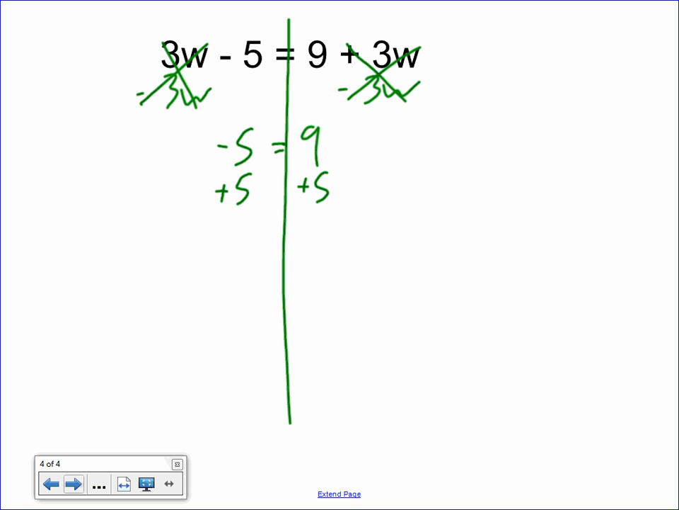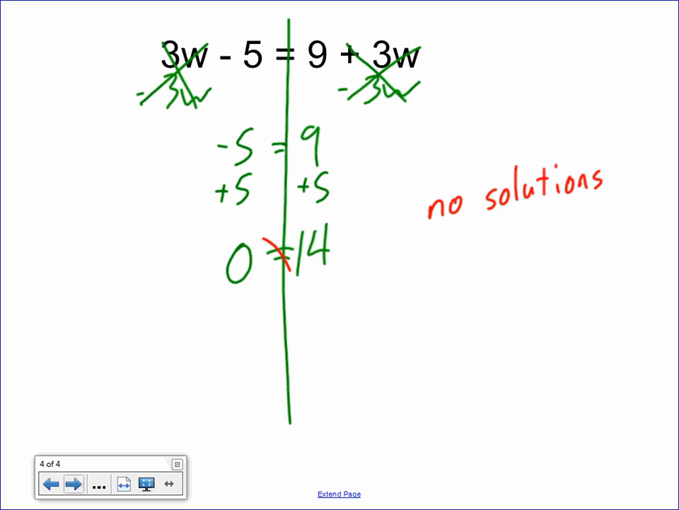I can keep working if I want, but I don't really have to. Once I get to this part, I should be aware that they are not the same. 0 does not equal 14. So here, there are no solutions. There is no number that you can plug in for w that is going to make this equation work. There are absolutely no solutions.